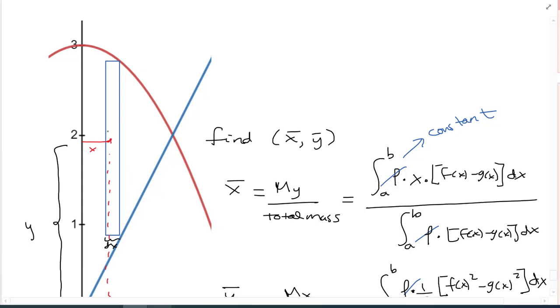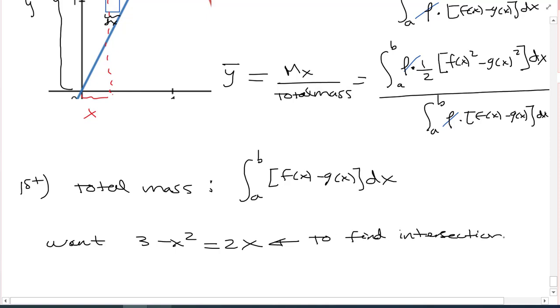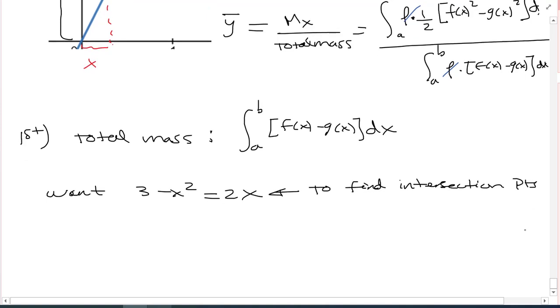So I need to figure out what the points of intersection are. So where do these two functions intersect? We want 3 minus x squared, the parabola, to be equal to 2x, to find the intersection points, and solve for x. So I'm going to set it as a quadratic, set equal to 0. So I'm going to have x squared plus 2x minus 3.